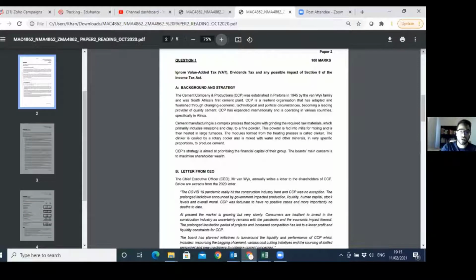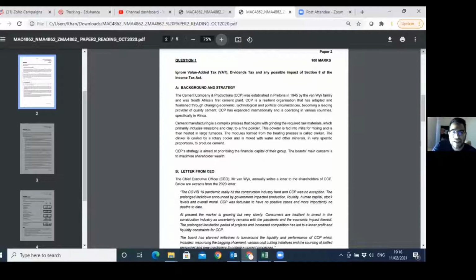I'm only going to read this page and the next page, because that's all we need. We don't really need this page, just to give us an idea of the question. So let's start. They tell you to ignore value-added tax, dividends tax, and any possible impact of Section 8 of the Income Tax Act. Okay, so that is recoupment stuff. So why that's important is because, maybe if there's sale of assets and so forth, Section 8 comes into play. So they're just telling you to ignore those type of things.